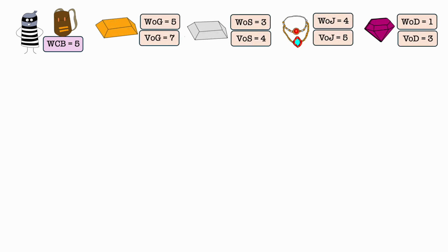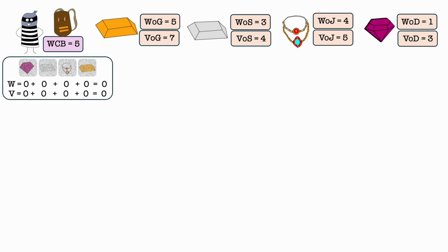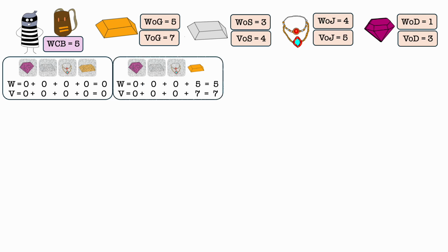We will start with the first possible solution. We do not keep any item in the backpack. In this case, the sum of the weights of the items kept in the backpack is 0 and the value of the backpack is 0. We design the next solution. We keep only the gold bar in the backpack. In this case, the sum of the weights of the items kept in the backpack is 5 and the value of the backpack is 7.